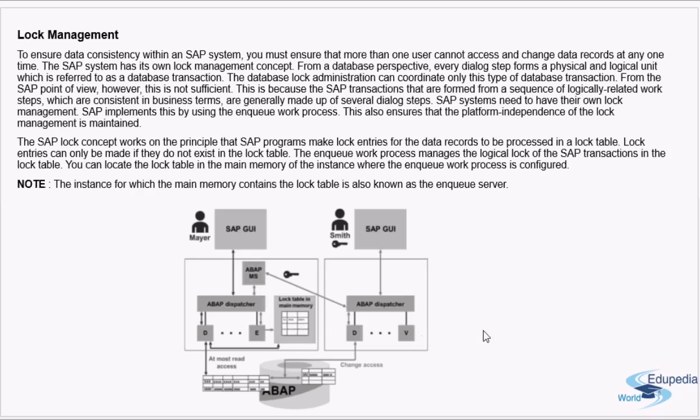Whenever a change is being made, the enqueue work process gets triggered. The ABAP dispatcher, through the message server, will contact this enqueue work process and an entry will be made. If Mayor is also trying to access the same data record, the enqueue work process will check the lock table and tell the dialog work process that a lock is there. So Mayor will get only read-only access to that record. This is how locking works. The enqueue work process takes care of lock management in the SAP system.